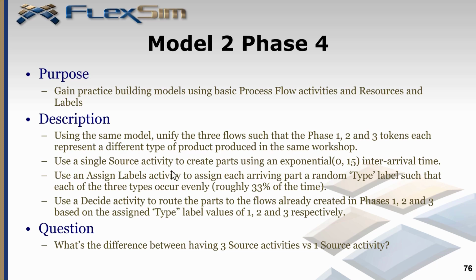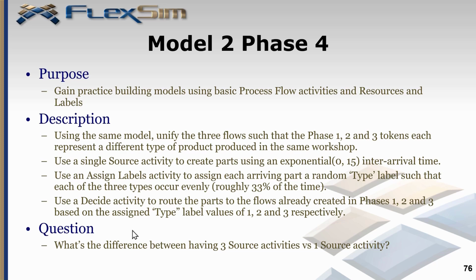Use an assign labels activity to assign each arriving part a random type label. That'll be the name of the label, type, such that each of the 3 types occur evenly, roughly 33% of the time. Use a decide activity to route the parts to the flows already created in phase 1, 2, and 3 based on the assigned type label values of 1, 2, and 3 respectively. Those values will be assigned using the assign labels activity, as specified here in the 3rd bullet.